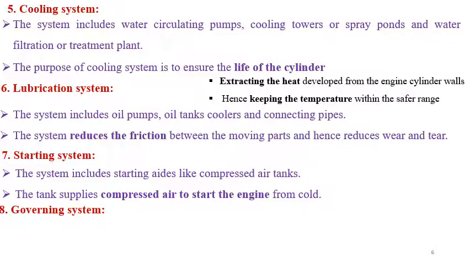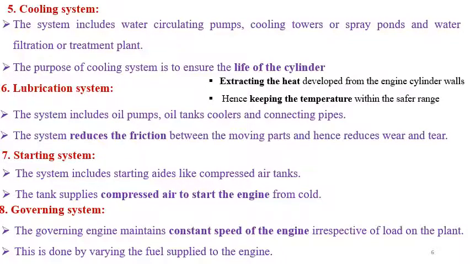Next, governing system, which is incorporated with the fuel supply system. The governing system maintains the constant speed of the engine irrespective of load, whether it is peak or no load condition. This is done by varying the fuel supply to the engine. If you throttle the engine, you can control the supply of fuel, and by controlling this you can reduce the engine speed.